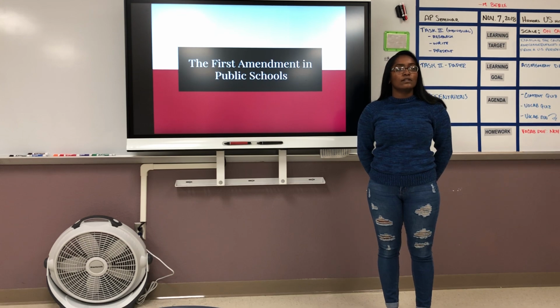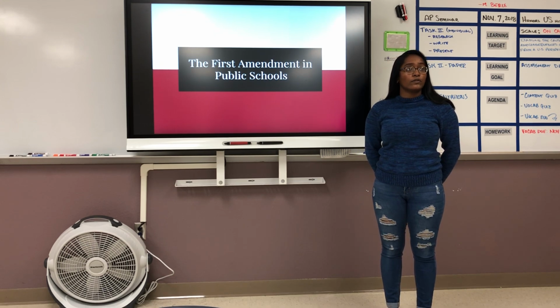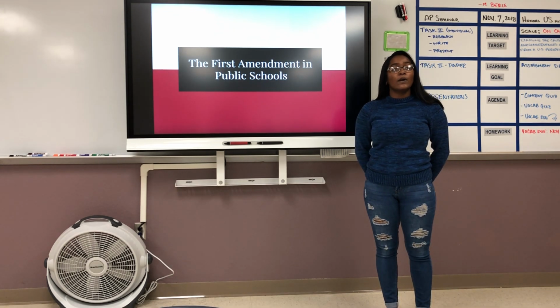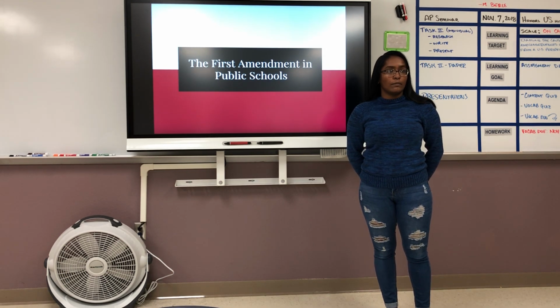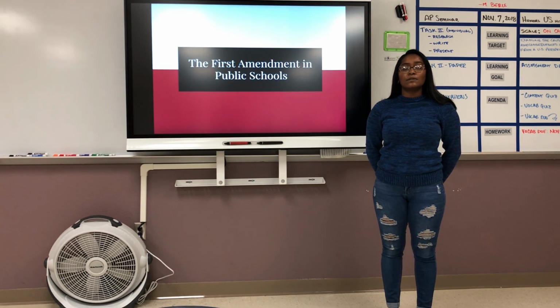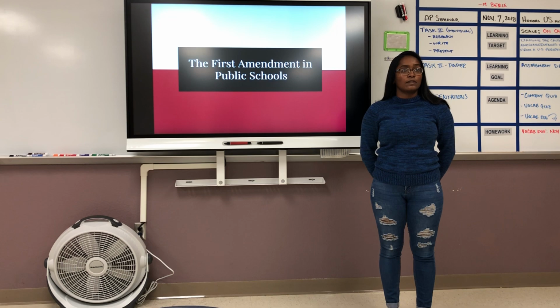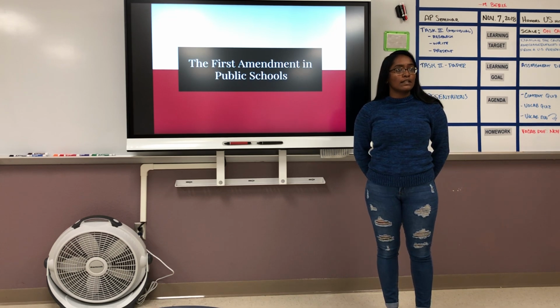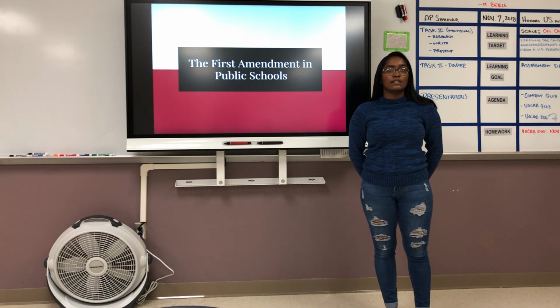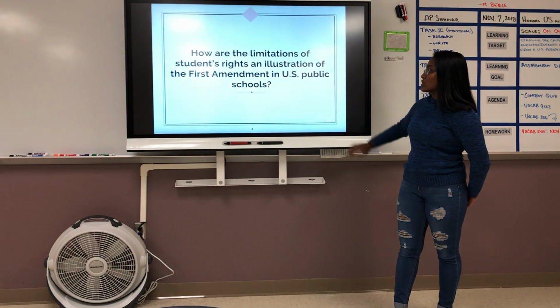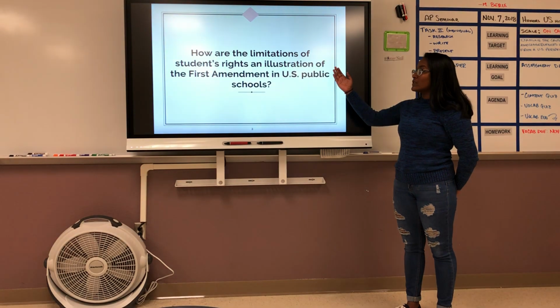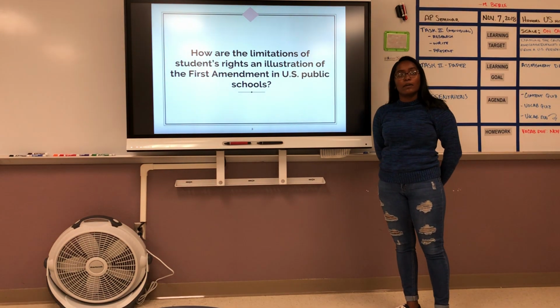Just as any other U.S. citizen, students are also entitled to the rights mentioned under the First Amendment, which are the freedom of speech, press, religion, petition, and assembly. However, through limitations placed on the freedom of speech, press, and through the action of censorship, limitations of students' rights can be visibly seen. And through specific examples like court cases and other incidences, the limitations of students' rights can be seen and thus help answer the question: how are limitations of students' rights an illustration of the First Amendment in U.S. public schools?